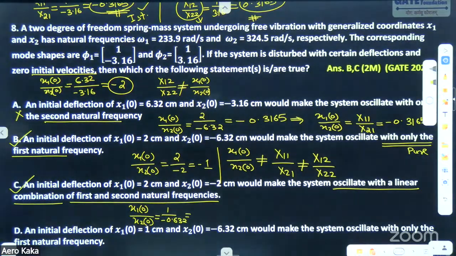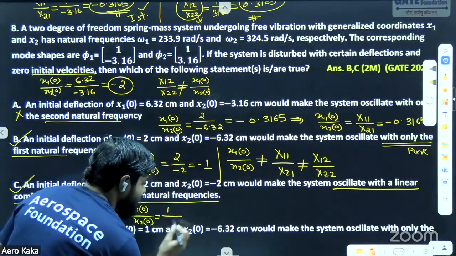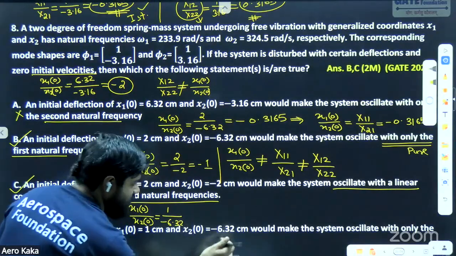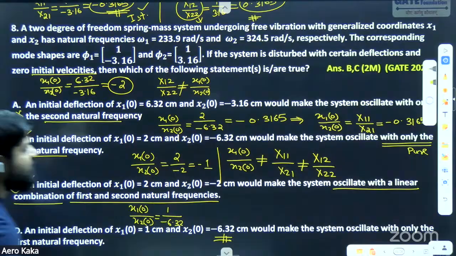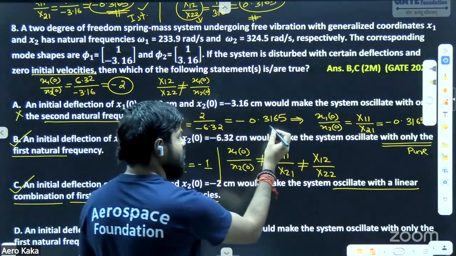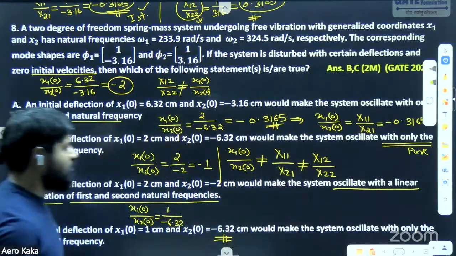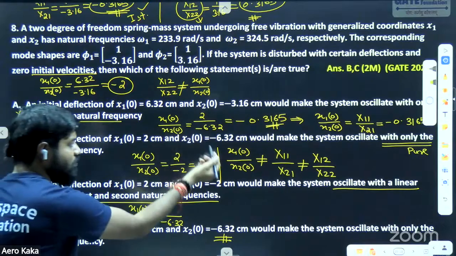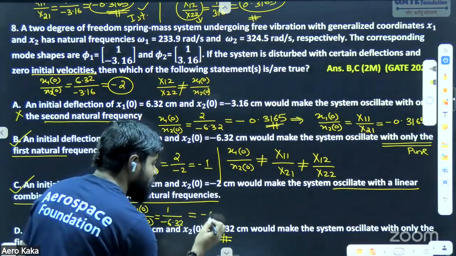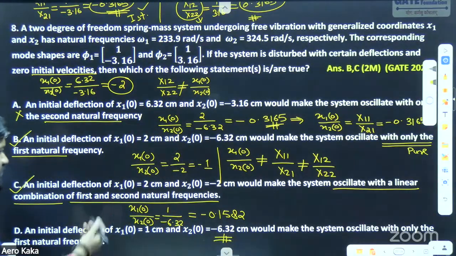Really? No, I don't think so. Okay, I made a mistake. 1 upon minus 6.32, extremely sorry. Minus 0.1582. Its half should come, if I'm not wrong, because it's a 2 upon here and a 1 upon here. How much is it coming? Minus 0.1582. Okay. Just compare with what they're saying.